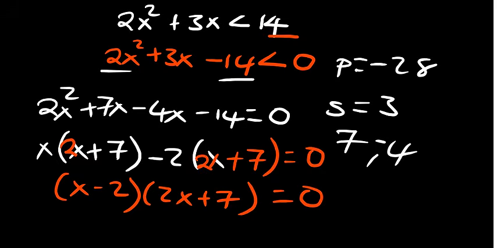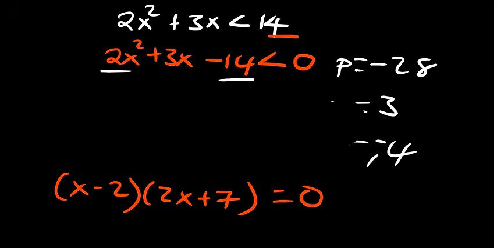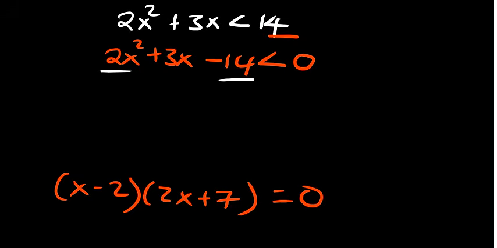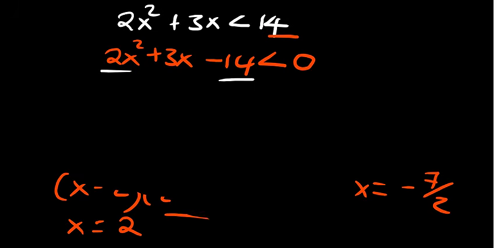So this is after factorizing. So now what are the critical values? What are the values that can make it to be equivalent to 0? So if you get to the first part, x is supposed to be equal to 2. The other part, if you equate that to 0, your x is supposed to be negative 7 over 2. So we found our critical values. So how do we get to find again the values that are going to define the inequality or satisfy it?